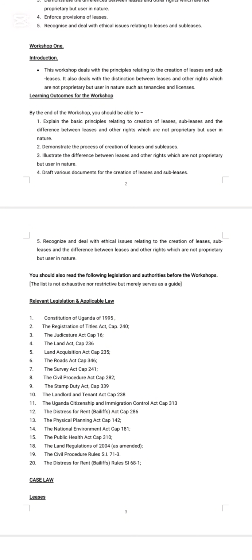Workshop 1. This workshop deals with principles relating to the creation of leases and subleases. Basically, when you have a lease, you can sublease on that lease. It means that if I have a lease on LDC land for 100 years, I can sublease to you for years not exceeding my lease. That's what we call a sublease.